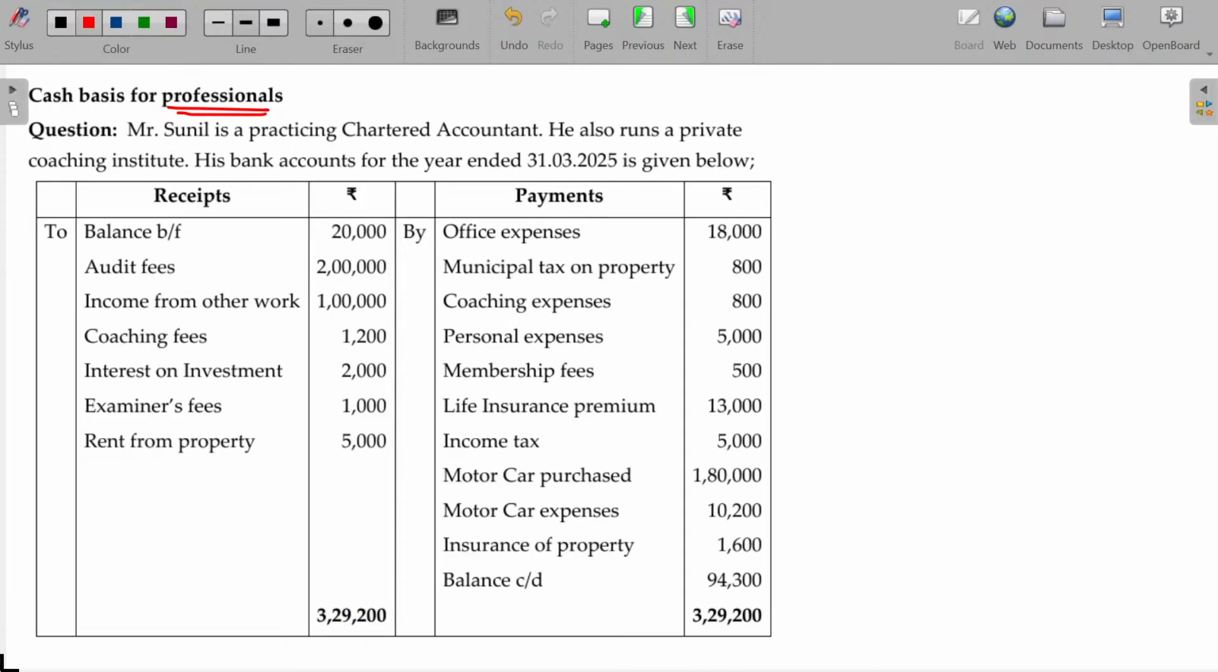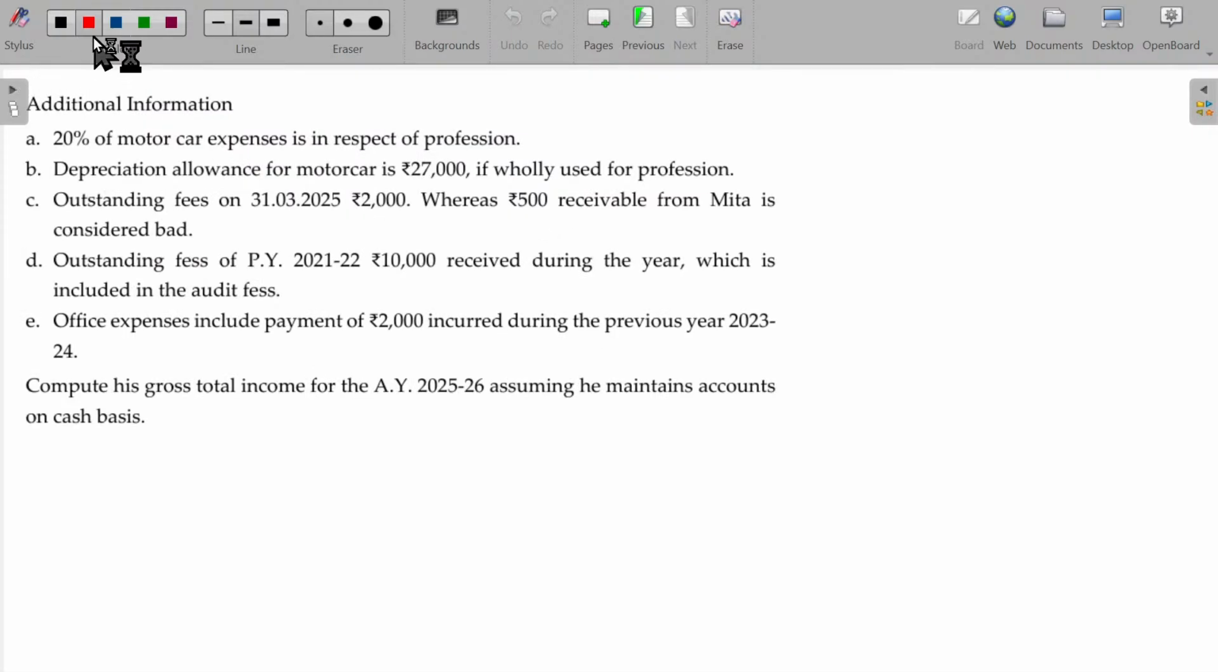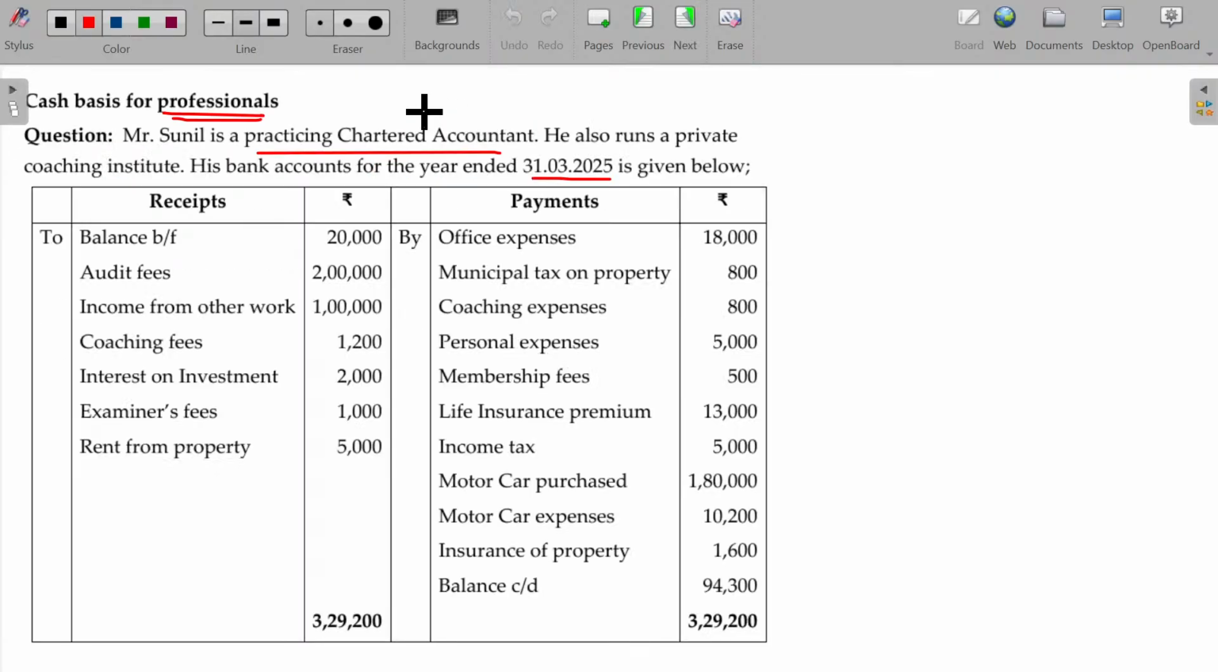How can we calculate, sir? Mr. Sunil is a practicing chartered accountant. He also runs a private coaching institute. His bank accounts for the year ended 31st March 2025 are given below, that is, receipts and payments. Additional information: 20% of motor car expenses is in respect of the profession.